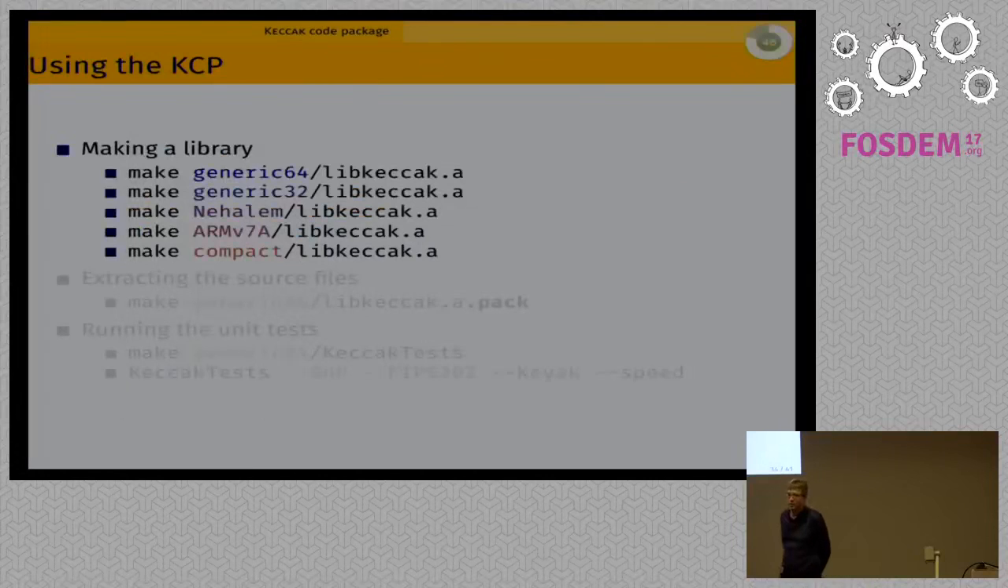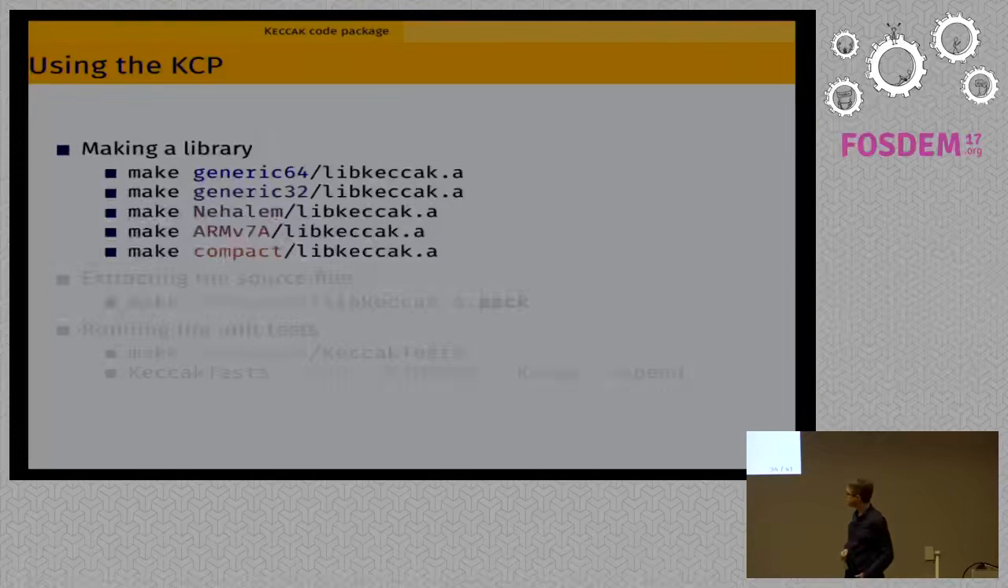So concretely, what can you do? First, the simplest way is to make a library. So you can just make libkeccak.a. And the prefix there, generic 64, 32, and so on, that's really the flavor of the implementation you wish to have. So generic 64 is simply a generically optimized implementation for 64-bit platforms. Generic 32, the same, but for 32-bit platforms. And then you can have some more specific set of code for specific targets.